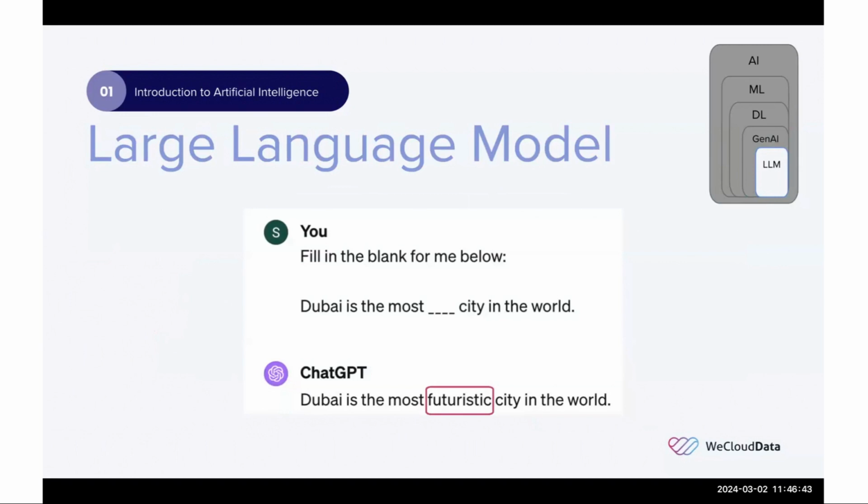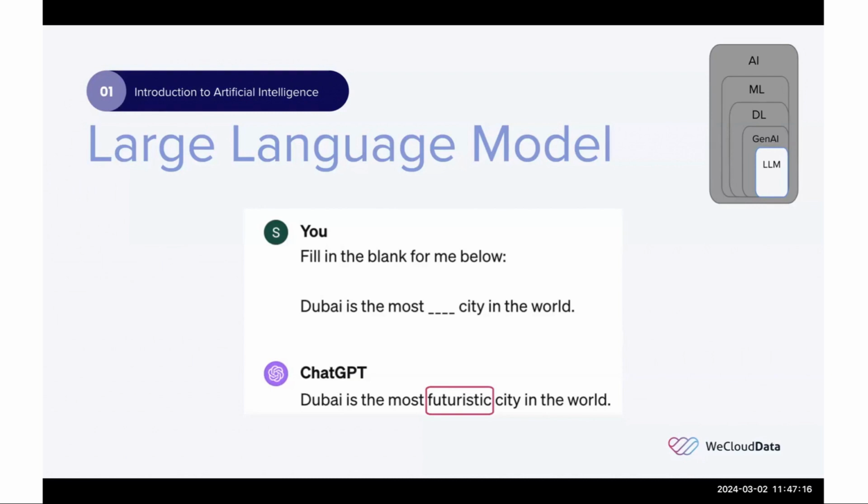Sometimes text to image is also based on LLMs, at least using an LLM as part of the equation. So here we can prompt, right? The text prompt is the input. I'm asking a question: fill in the blank for me. Below, Dubai is the most blank city in the world. You're basically asking ChatGPT to do the completion. What is the word it's going to choose? In this case, it chose "futuristic." So it's the most futuristic city, but you can have other alternative words.